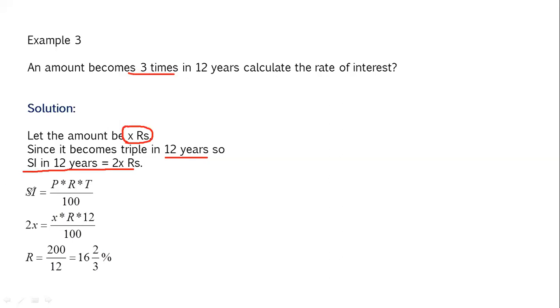SI will be 2X. So we know the formula SI is equal to PRT upon 100. SI is 2X. P is how much? X. R is how much? That we have to calculate, and capital T is 12 years. So this X and this X will get cancelled out. So it will be 200 divided by 12, it will be 16 2 by 3. Okay, so instead of giving principal, what they have given is that the amount becomes 3 times. Okay, so hope you are clear with this example.